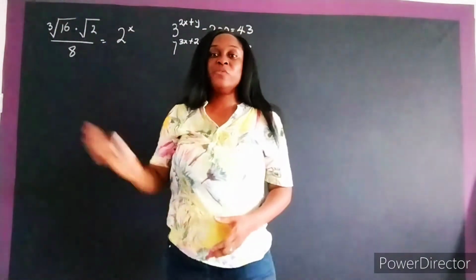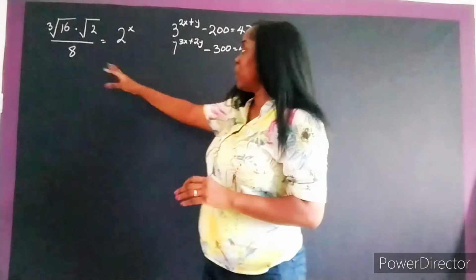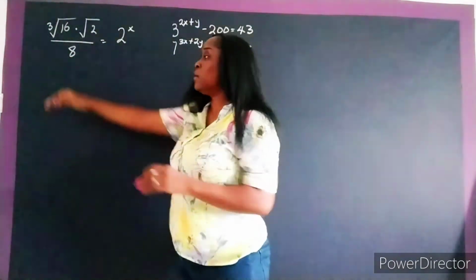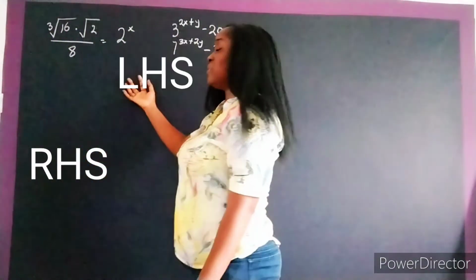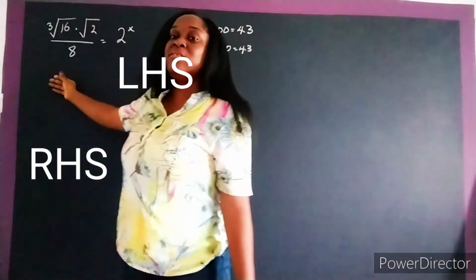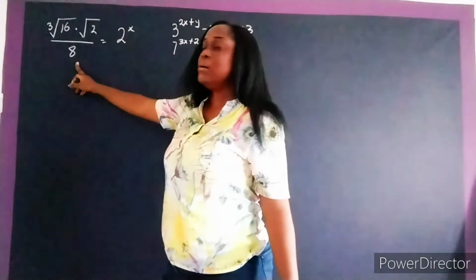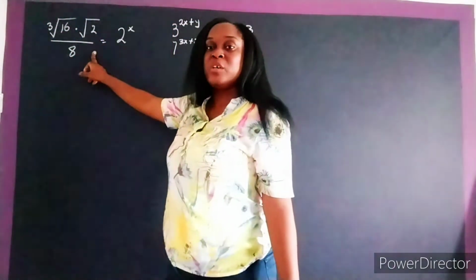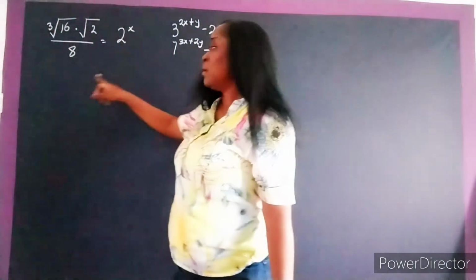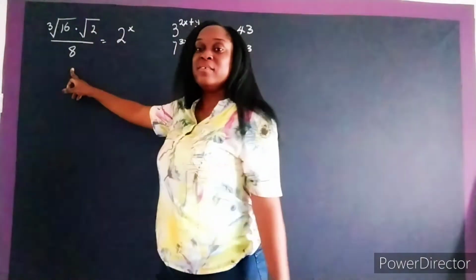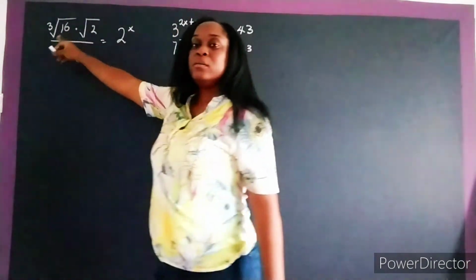So how do we find the power x for this complex-looking problem? It's not complex, but it looks complex, right? This side of the equal sign is the left hand side, while this side is the right hand side. So we have to make the right hand side similar to the left hand side. That means the right hand side should have 2 raised to a power. We need to simplify this expression to end up as 2 raised to a power. Then when it equates to 2 raised to power x, the power of the 2 on the right hand side is the value of x. So let's go right ahead and solve this.